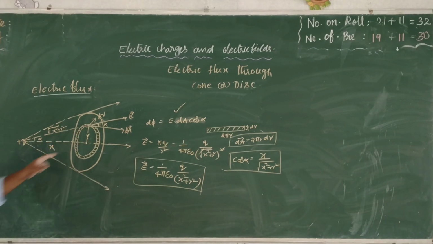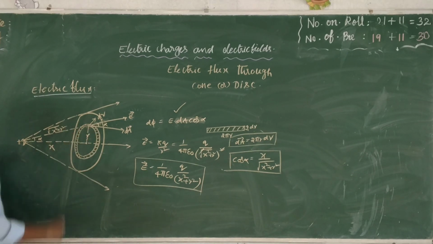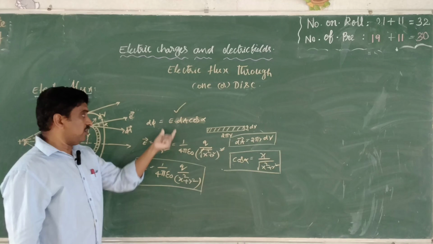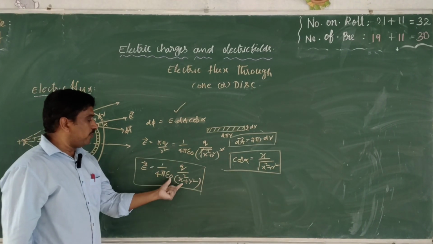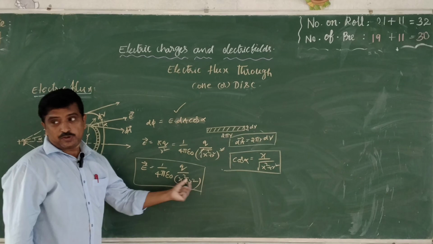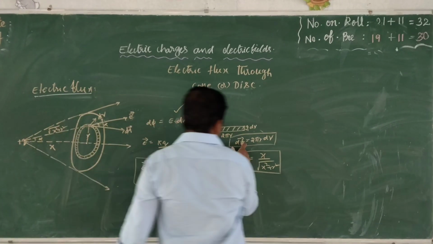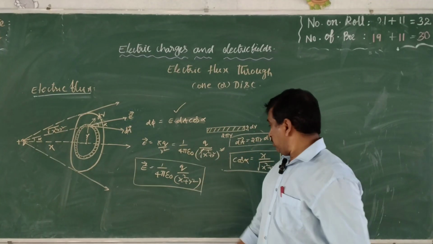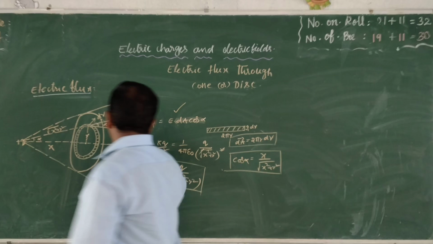What is the flux through this elemental ring due to this plus q? That is E dA cos alpha. E, the electric field at this point, is 1 by 4 pi epsilon naught, q by x square plus r square. What is the area of this elemental ring? dA is 2 pi r dr. And cos alpha is x by root of x square plus r square. We can substitute all these values here.